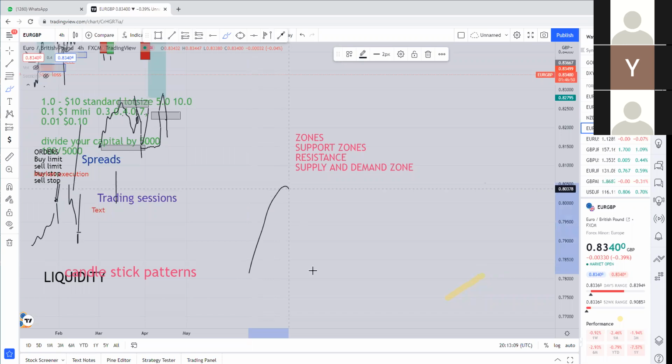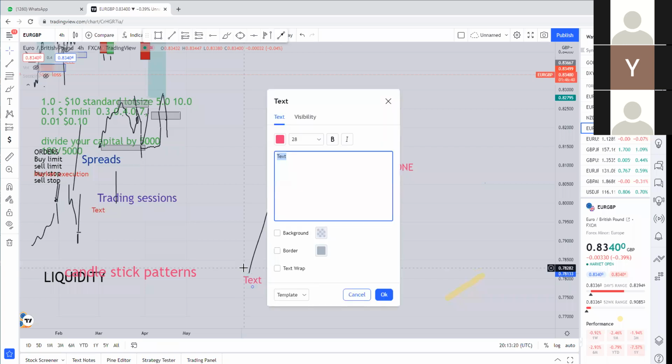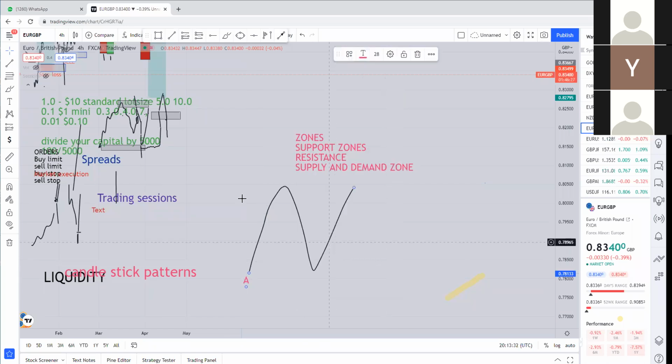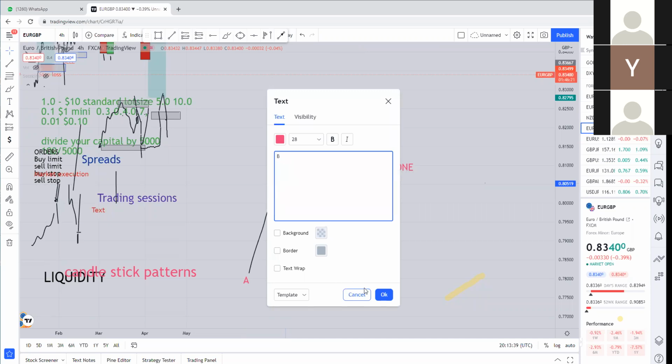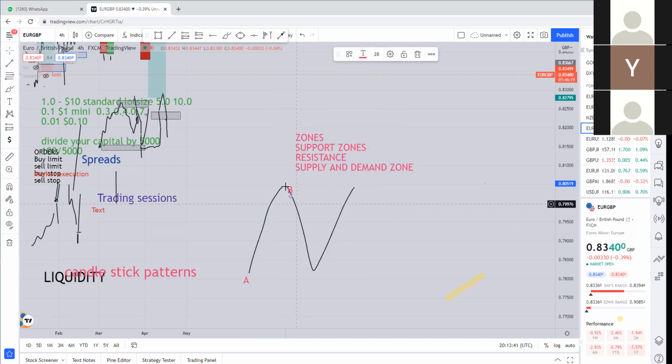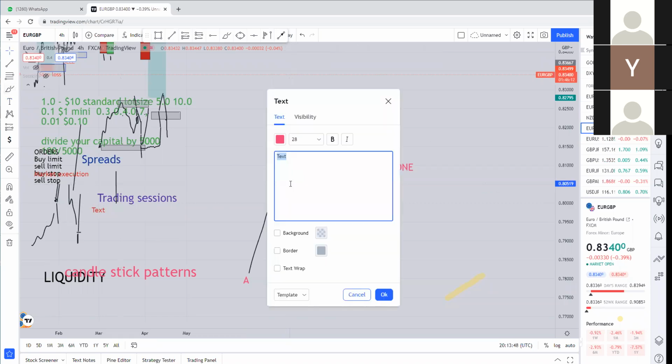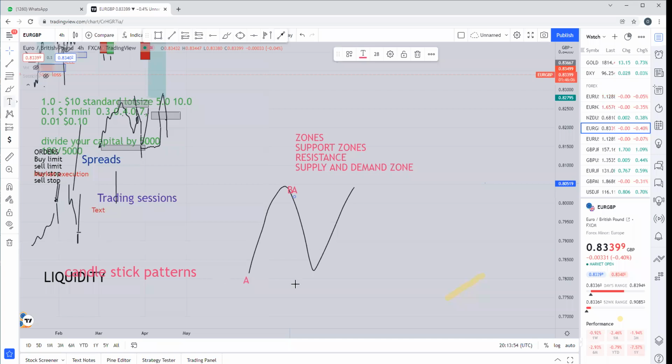When the market comes back to a zone, you can take your trade and move from point A to point B. Then this point B becomes your point A again for another movement, and then this new place becomes your point B.